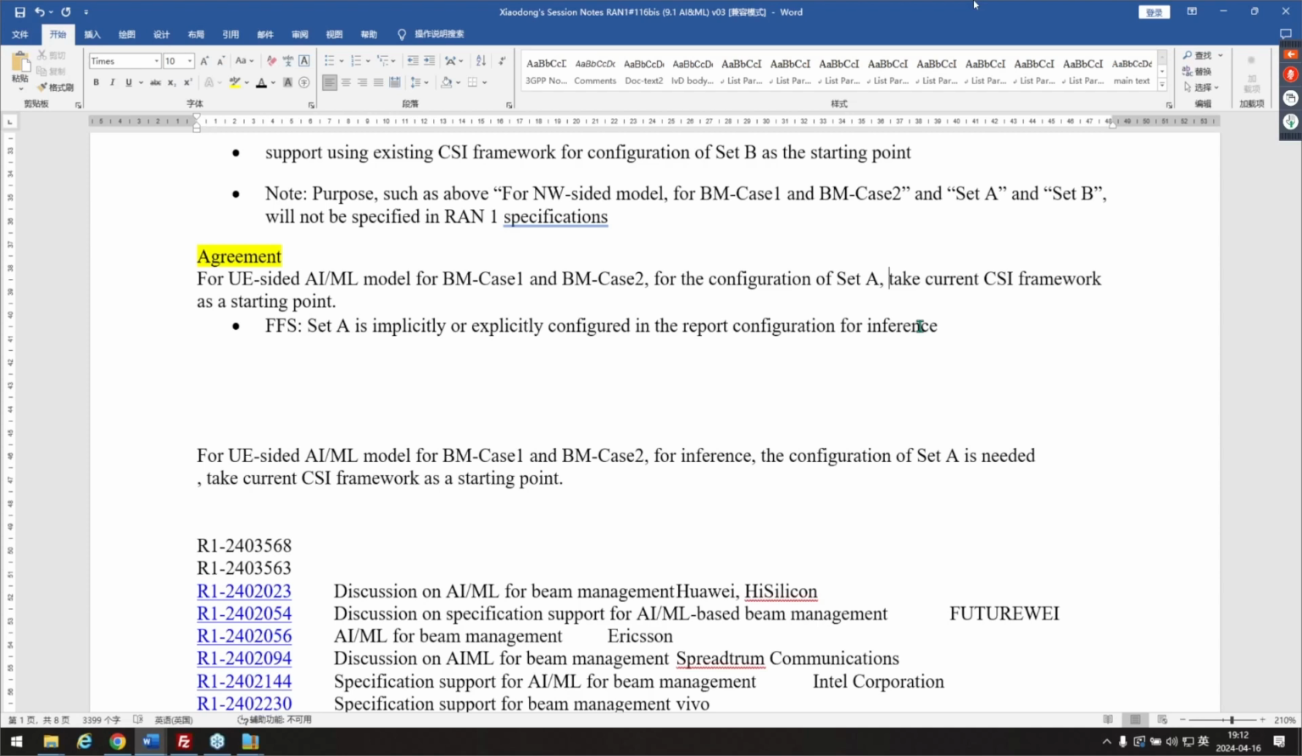I have to. Yeah, I agree. That's why I suggest to move on. Or maybe we just say for UE setting model for configuration, we support the configuration of set A and then delete all of them. And how is FFS?